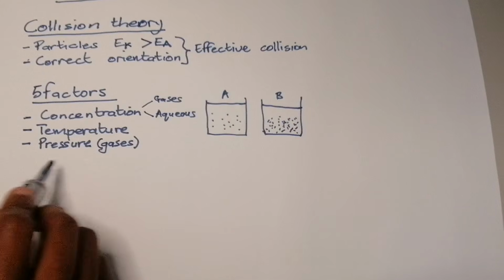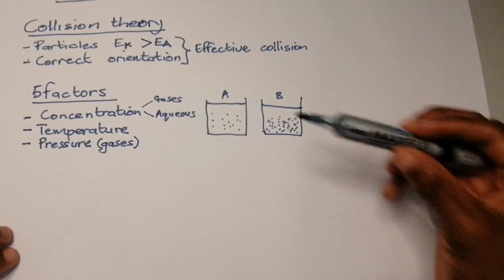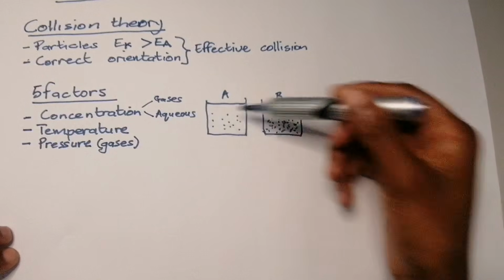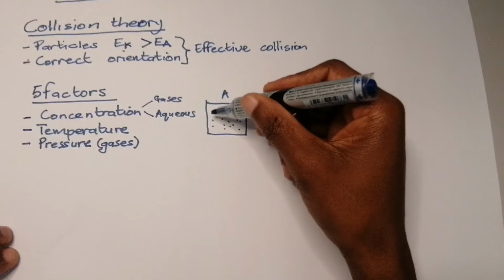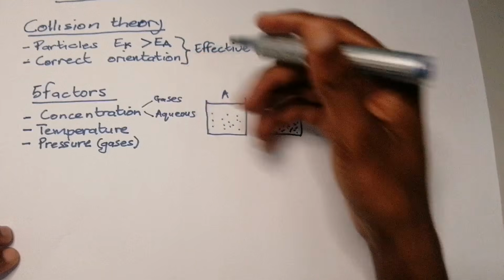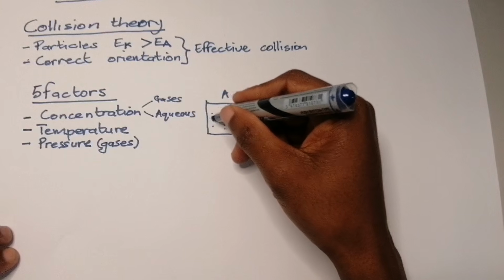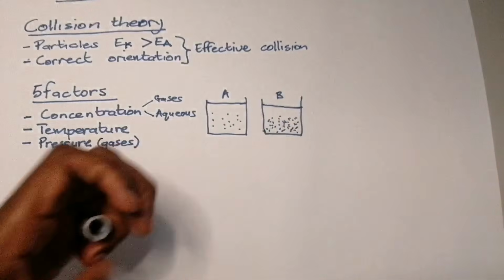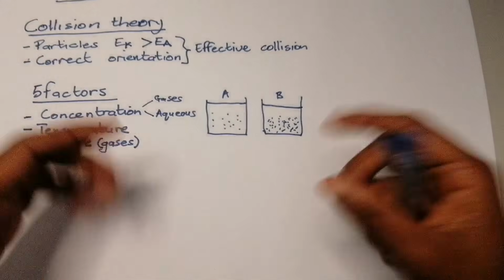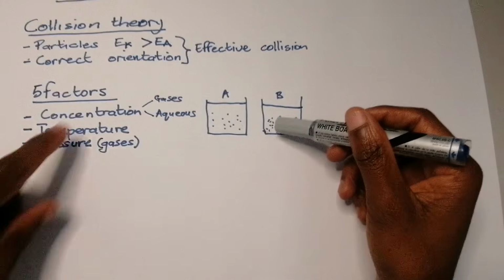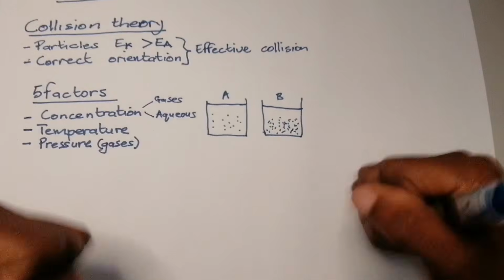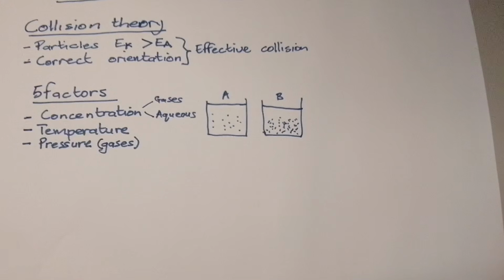So when we talk about pressure, when I increase the pressure, what am I doing? I'm actually decreasing the space. Say this was my container, and now I increase the pressure. I'm decreasing the space that is there. So what happens? The particles get closer together. The same thing happens as with a higher concentration: the closer they are, the more frequent the collisions per second, and as a result the rate of reaction would also increase.